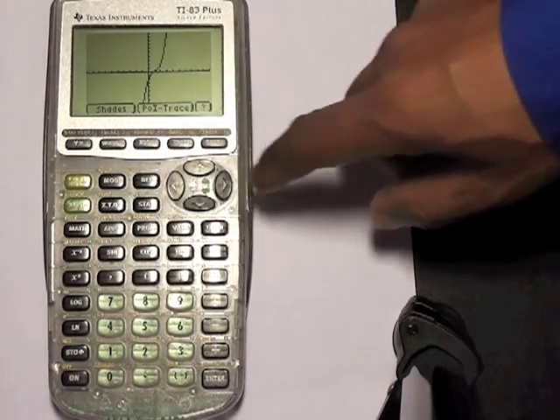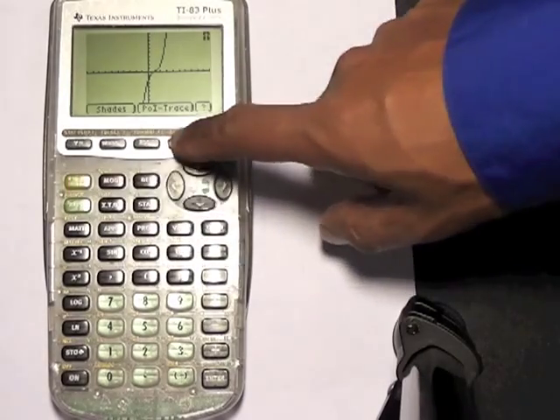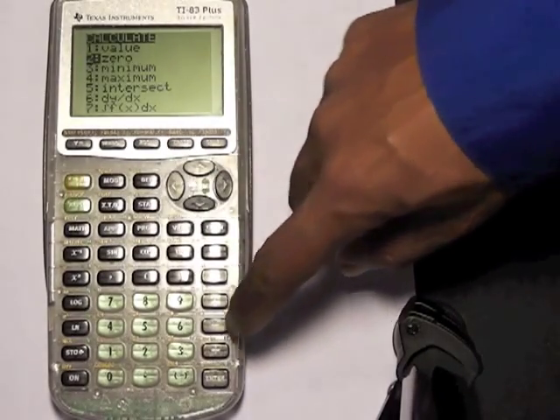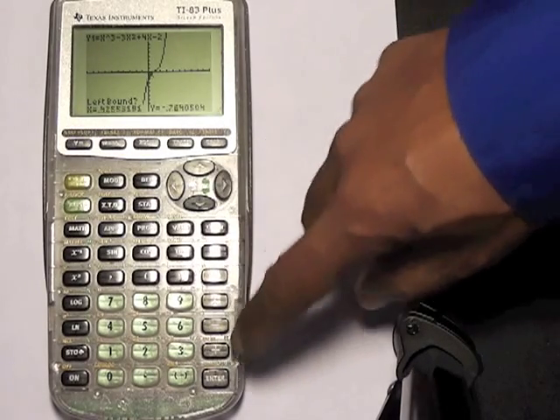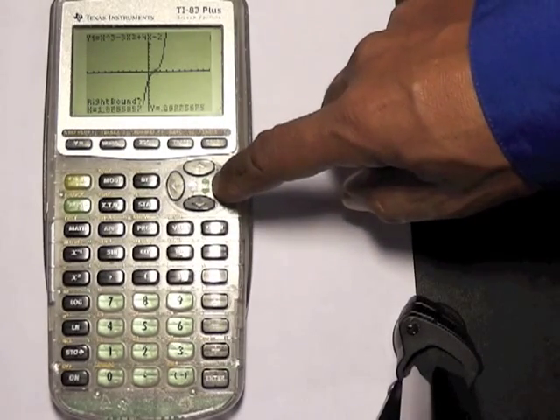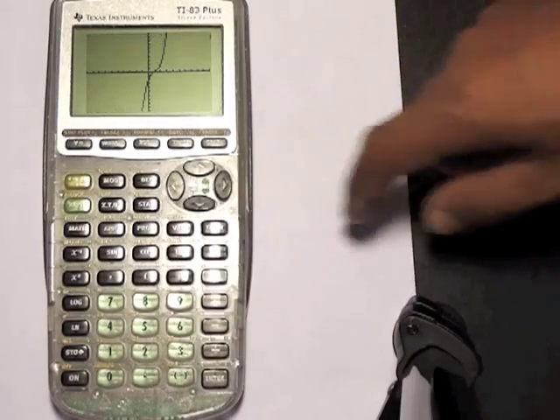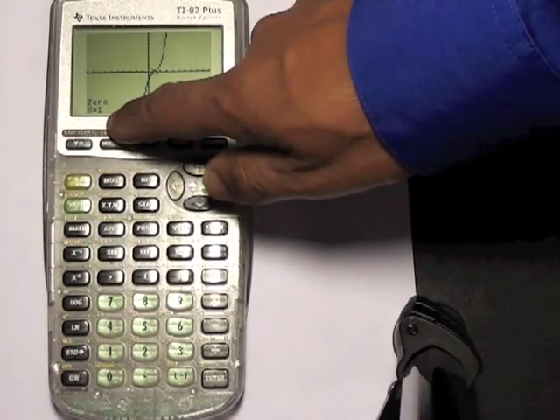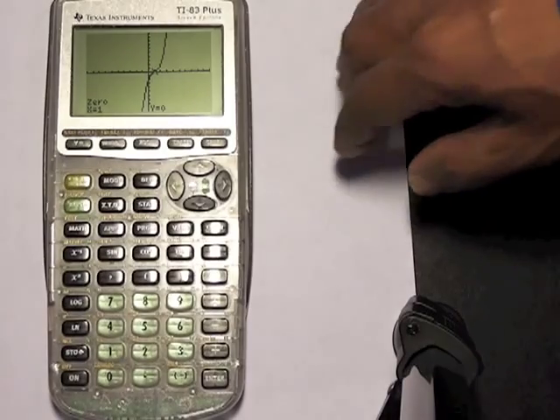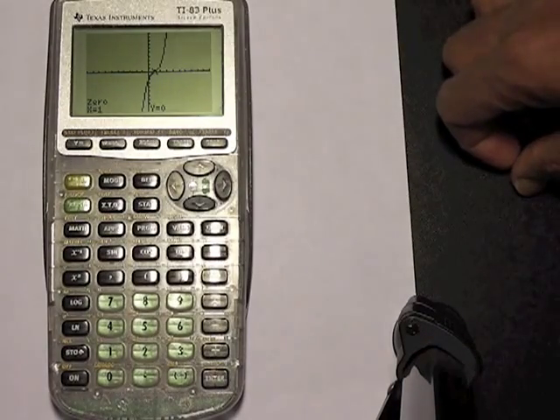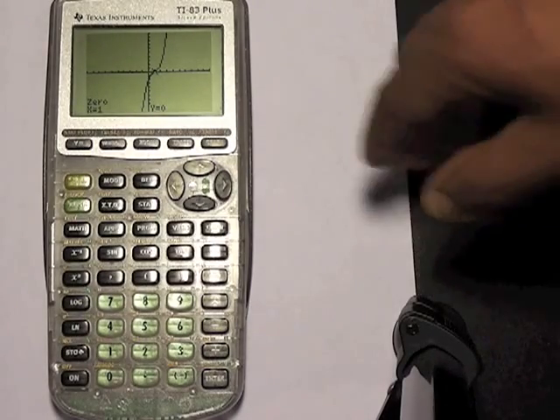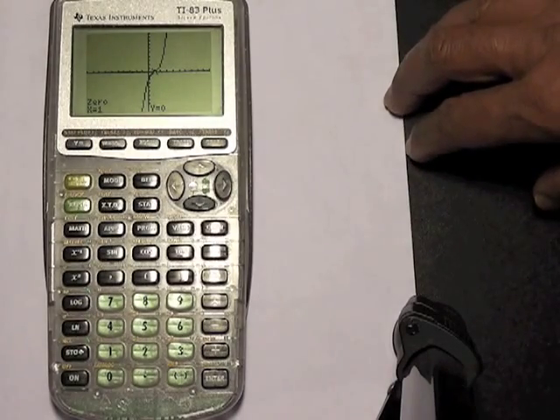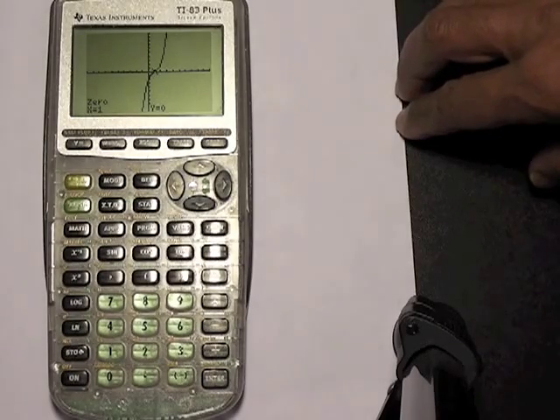To find this zero, we go second trace, 0, enter, scroll to the left of the 0, enter, scroll to the right of 0, enter, enter again, and we see the zero is 1. But that's the only real zero. But then we know there's two other zeros. So how do we find the other two zeros of a polynomial if they're not showing up on the graph? Well, that's something that involves some algebra, which we'll see.